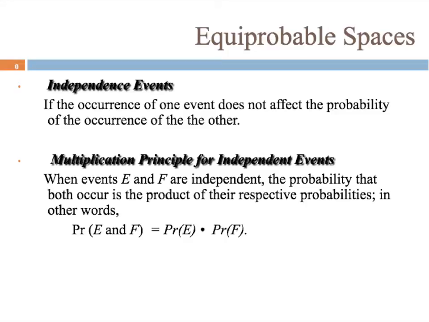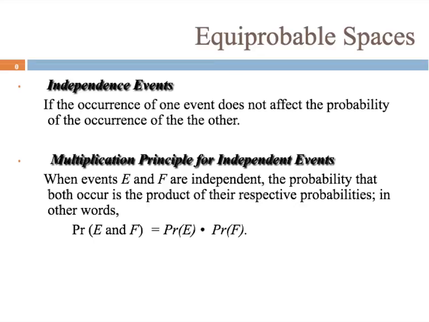A couple more terms here. Events are independent if the occurrence of one event does not affect the probability of the occurrence of the other. So, for example, rolling one die, landing on a 2, and then rolling it again, it could land on anything else. Just because I rolled a 2 the first time, that shouldn't have any effect on what I roll the second time.